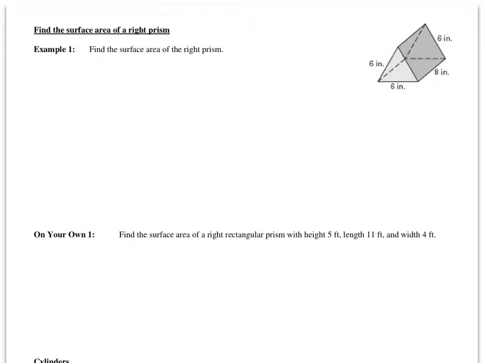Okay, so let's do some problems. It says find the surface area of the right prism. So to find my surface area, I know my surface area equals 2 times the base area plus my perimeter of my base times my height. So my base is going to be these two triangles right here. Those are my bases.